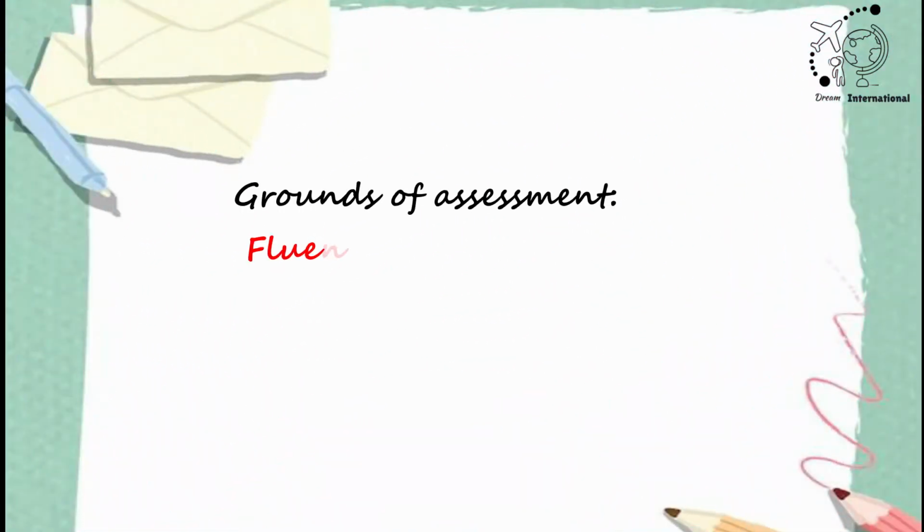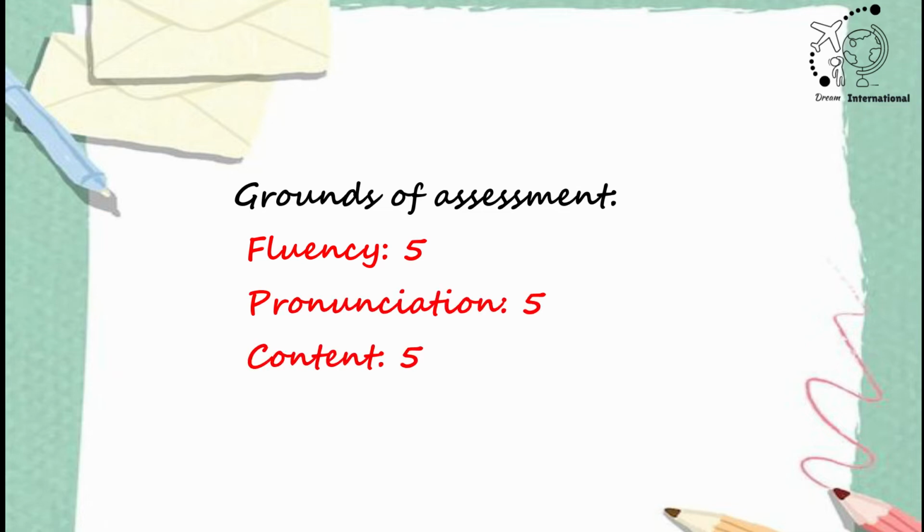Now let's check the grounds of assessment of your repeat sentences. First of all, fluency, which gets you 5 points. Pronunciation gets you 5 points, and content again gets you 5 points. So if you do well in repeat sentences, one repeat sentence can get you around 15 points.